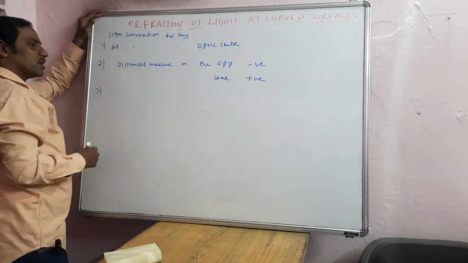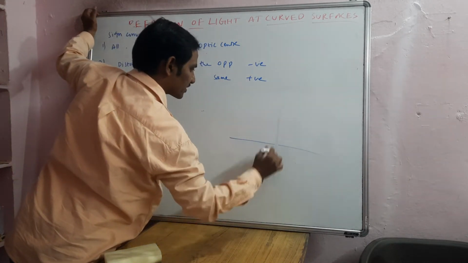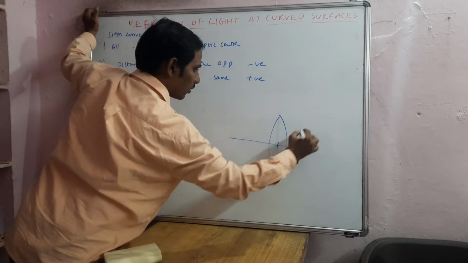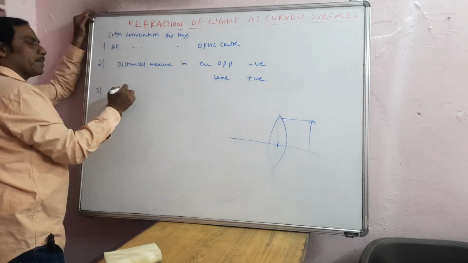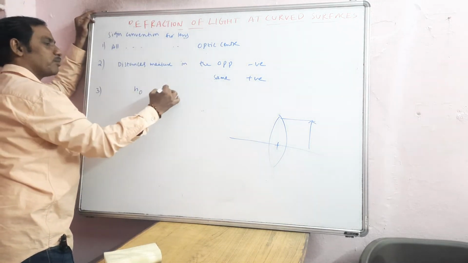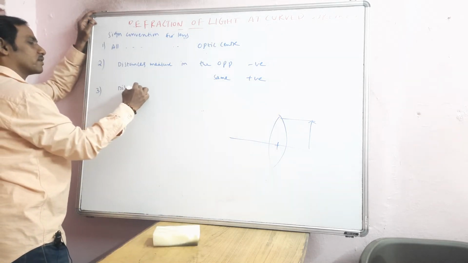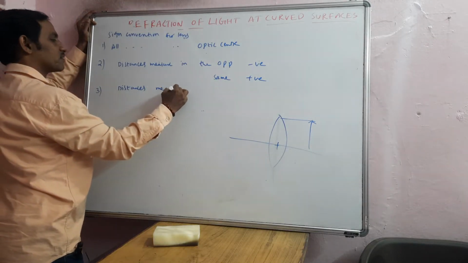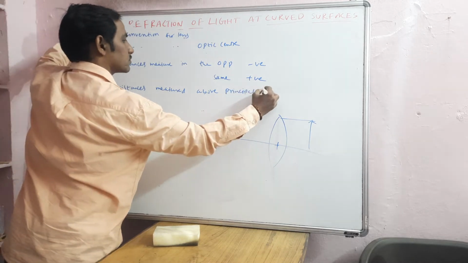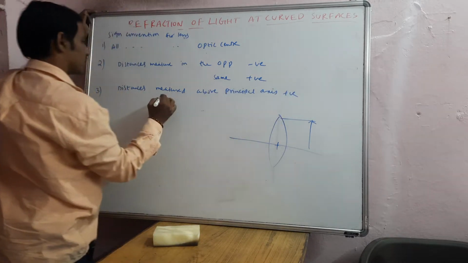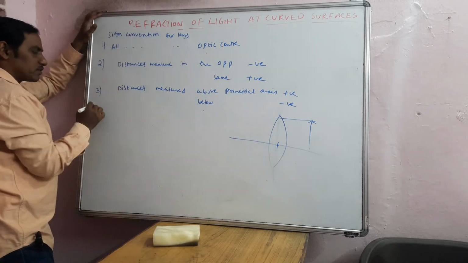Okay, and generally if you are taking object on the axis like this, for example, you are taking a convex lens like this. Generally you are taking object above the axis. So distances taken above the axis, means the heights of the object etc., are taken generally positive. So this you can say: distances measured above principal axis are positive, and below principal axis negative. Below negative. And generally, so these are the things.